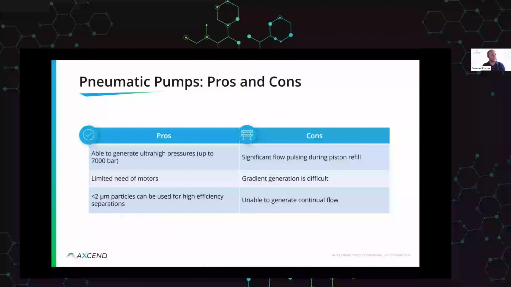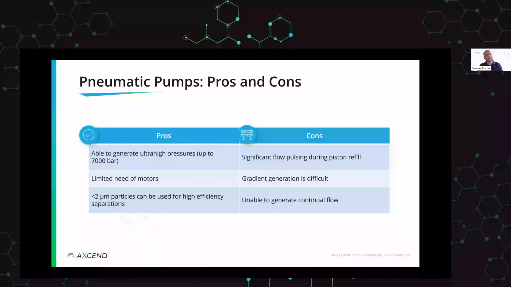Now, the drawbacks: there is significant pulsing during that piston refill. You only have one piston, and when that flow stops or runs out, you have to stop the flow, refill it, and start again. That limits your separation based on the fact that you need to make sure that whatever volume you have stored in that piston, you can complete your entire run within that amount of volume, because otherwise you're going to see a very significant dip within your baseline.